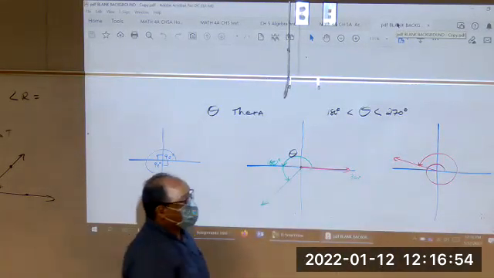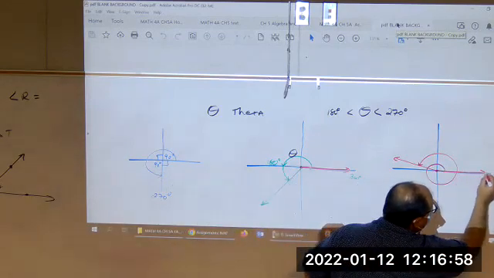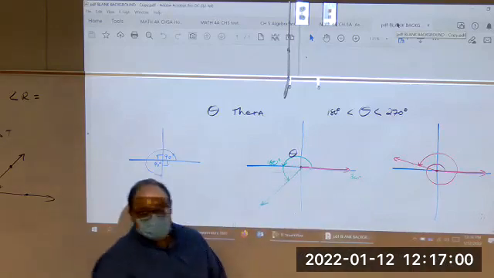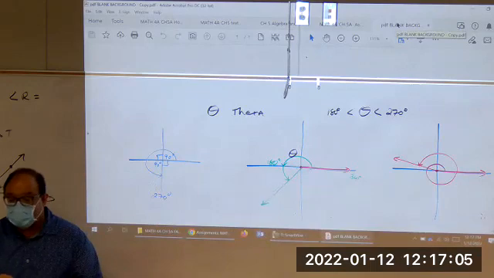So the initial ray is on the positive x-axis, the terminal ray is in quadrant 2, but it opens a full revolution.